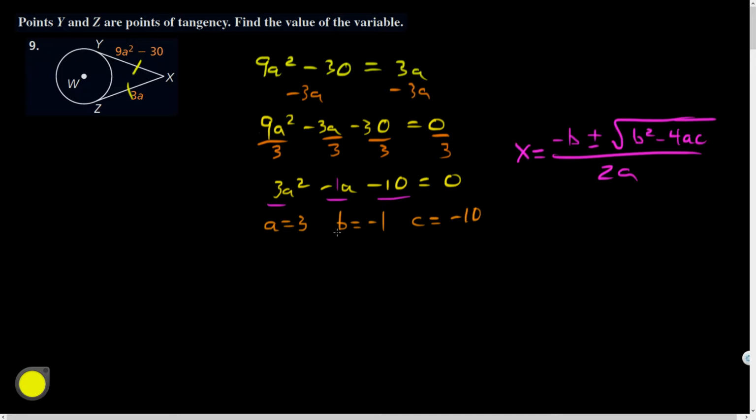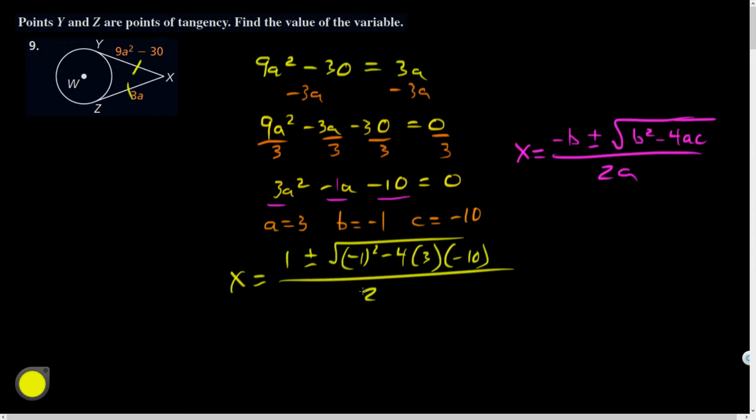So here's the quadratic formula. Let's plug that in. x is equal to the opposite of b plus or minus the square root of b squared minus 4ac, all over 2 times a.